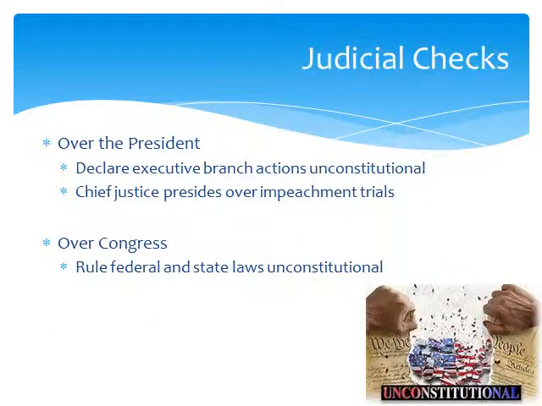Judicial checks over the executive branch or the president are that they can declare any executive branch actions unconstitutional, as well as that the Chief Justice presides over any impeachment trials. And the judicial checks over the legislative branch or Congress are that they can rule federal and state laws unconstitutional.